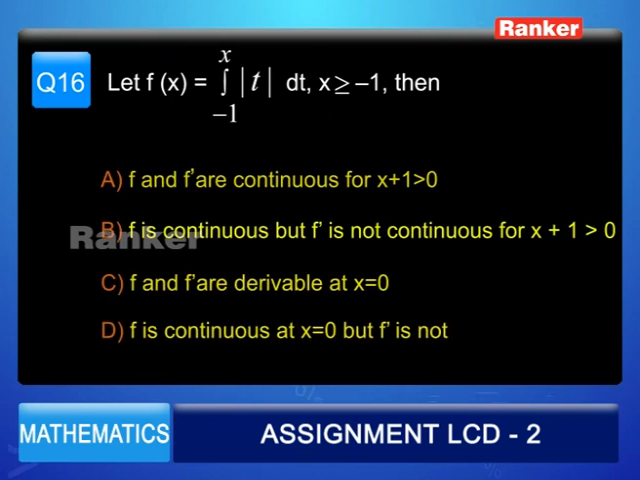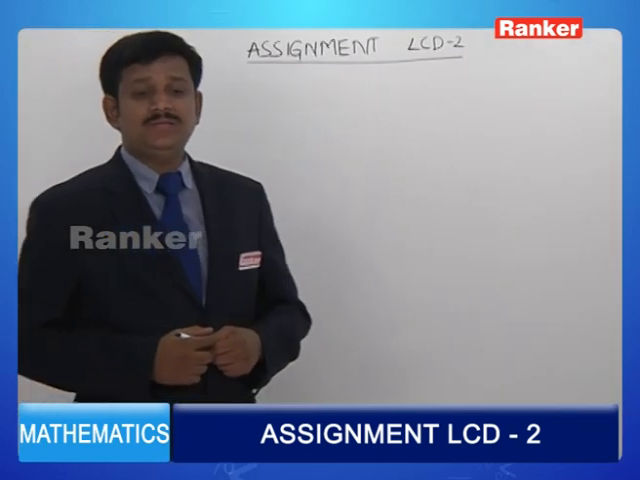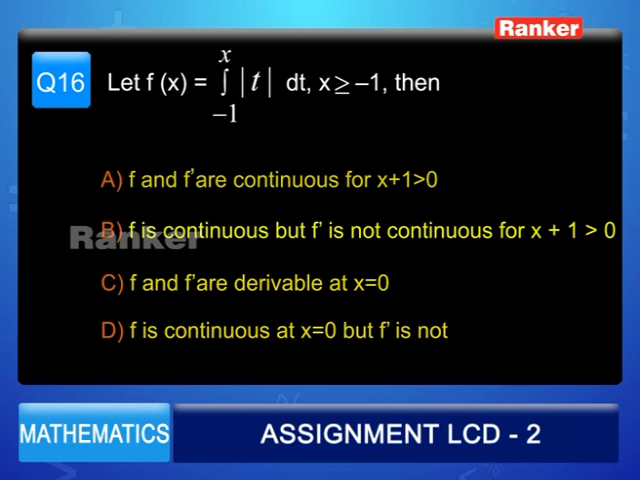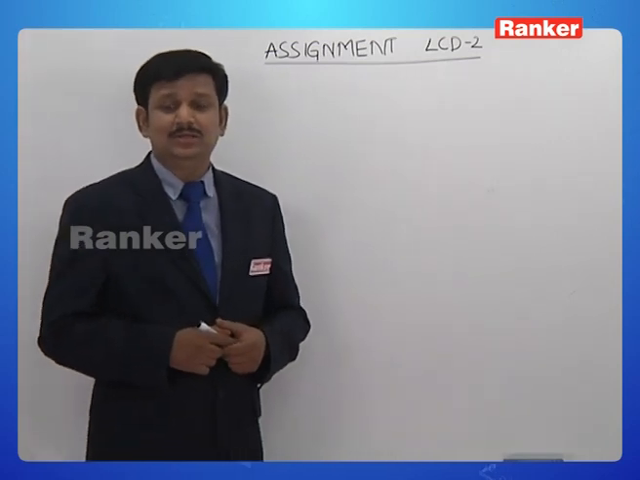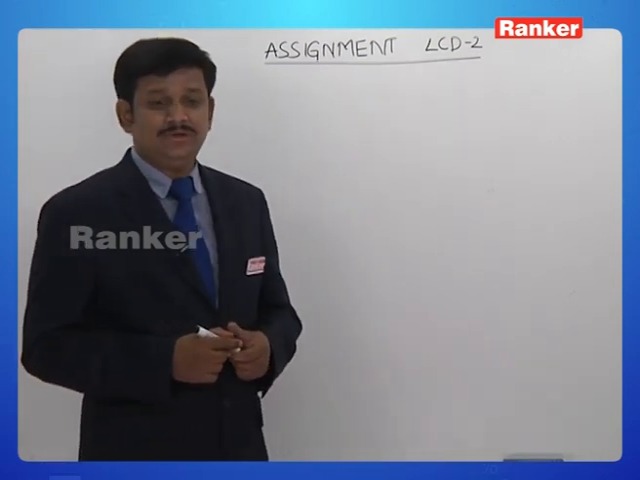Let f of x be equal to the integral from minus 1 to x of mod t dt, when x is greater than or equal to minus 1. Then we have to see whether option A, f and f dash are continuous for x plus 1 greater than 0. Option B, f is continuous but f dash is not continuous for x plus 1 greater than 0. Option C, f and f dash are derivable at x equal to 0. Option D, f is continuous at x equal to 0 but f dash is not. So we have to check for continuity and differentiability of the function.